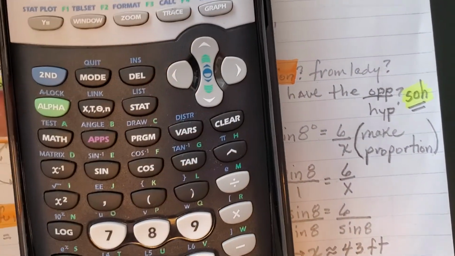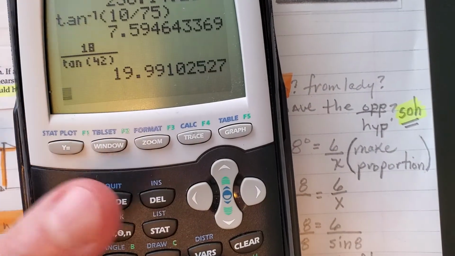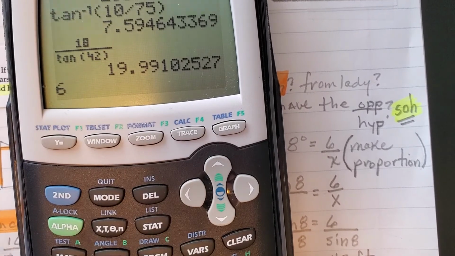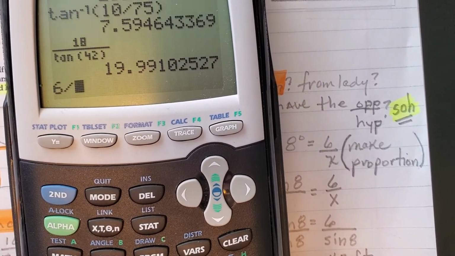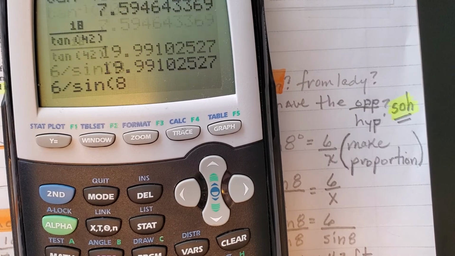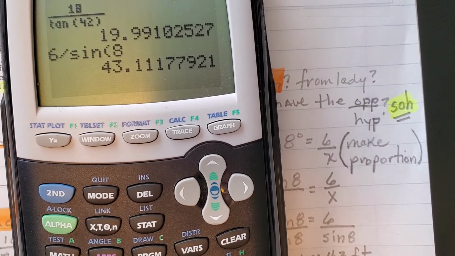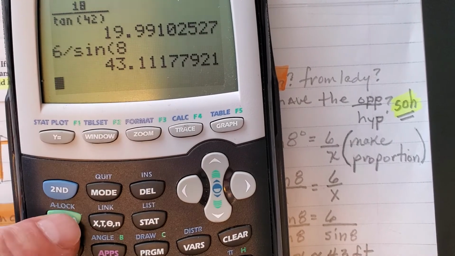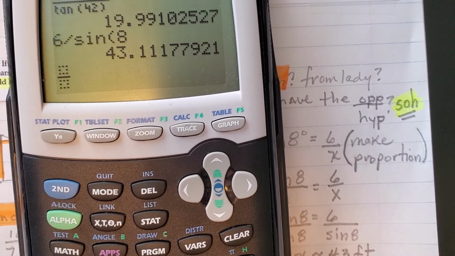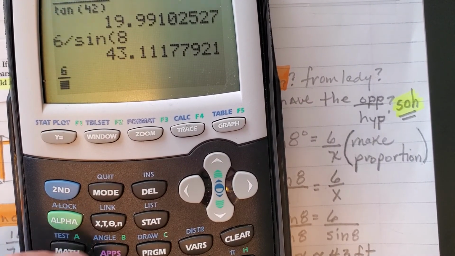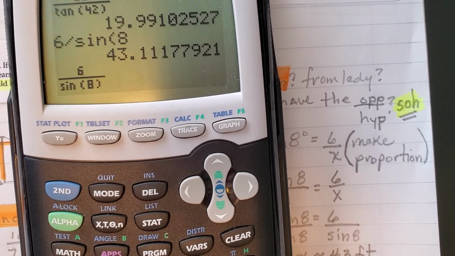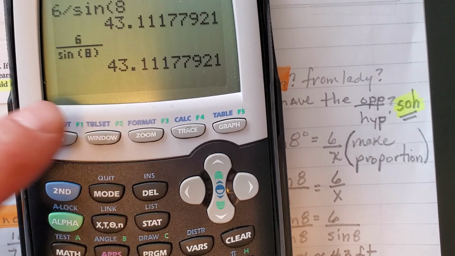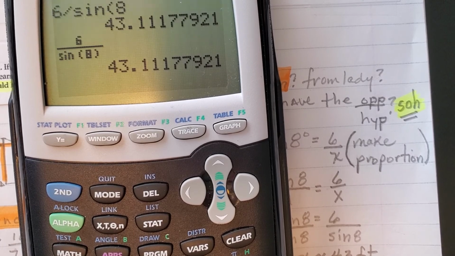So 6 divided by sine of 8, and you get 43.1 or 43. You don't even need parentheses on that, as you can see. Alpha F1, you could have done it 6 over the sine of 8 like that, and they put the parentheses in for you. Either way. All right, good luck.